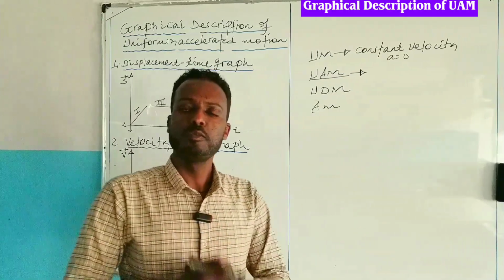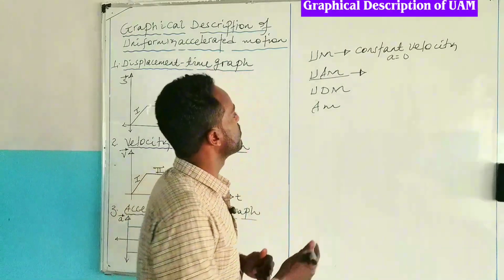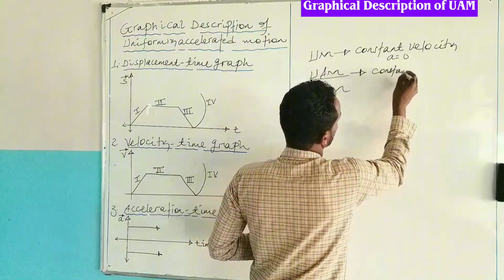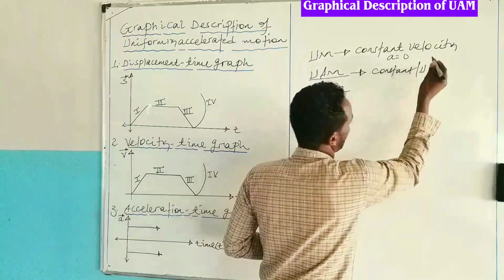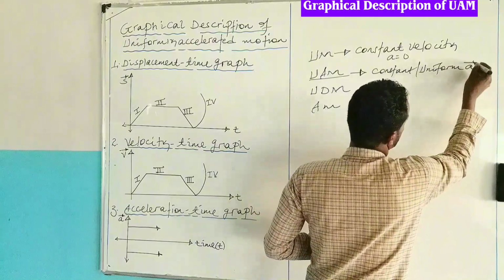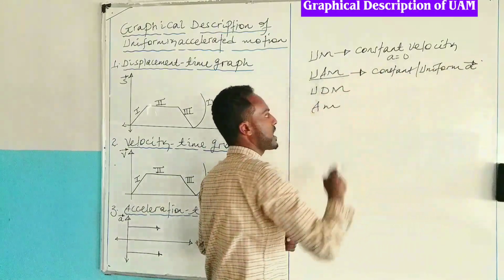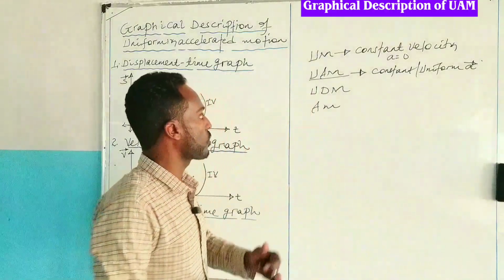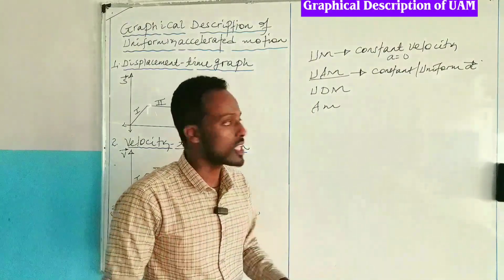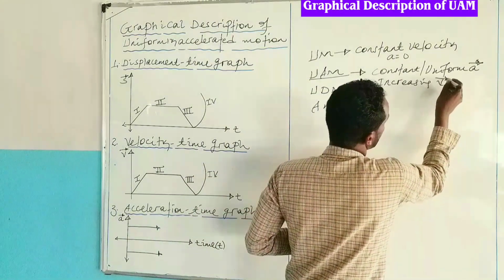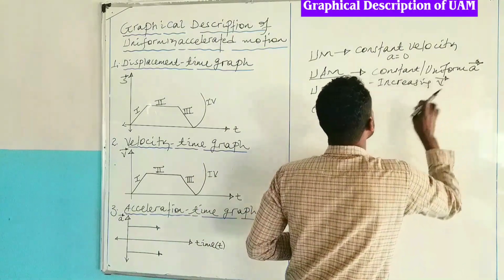In the case of uniformly accelerated motion, the object is moving at constant or uniform acceleration. So the acceleration of the object is uniform or constant. If it is constant, there should be increasing velocity with time linearly.